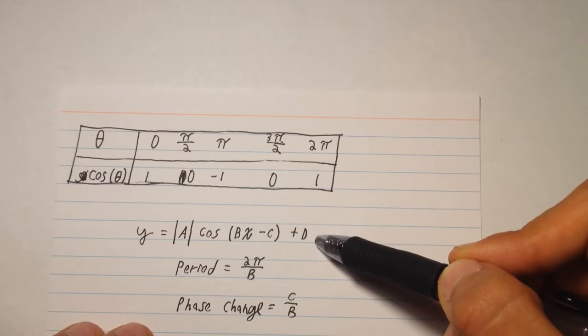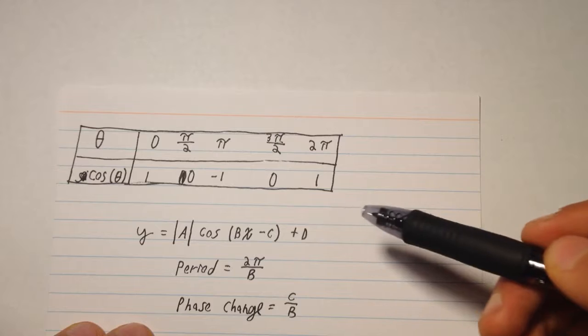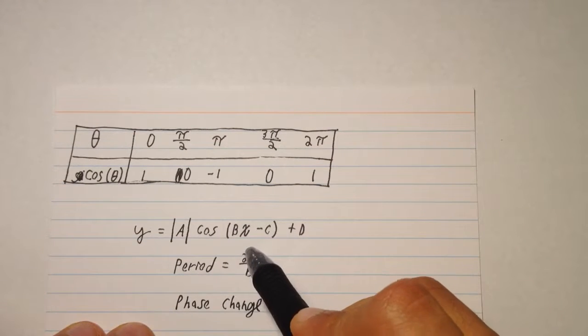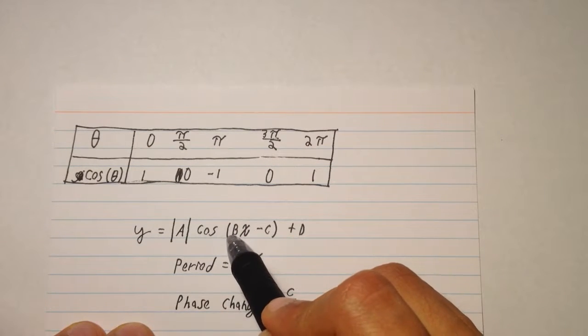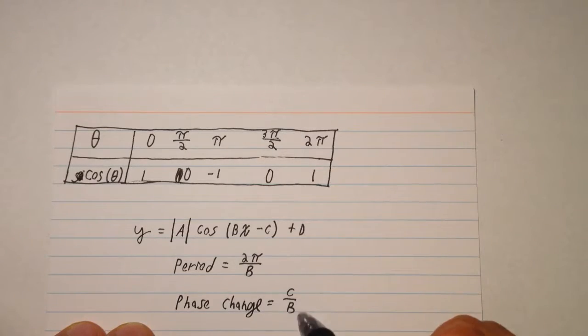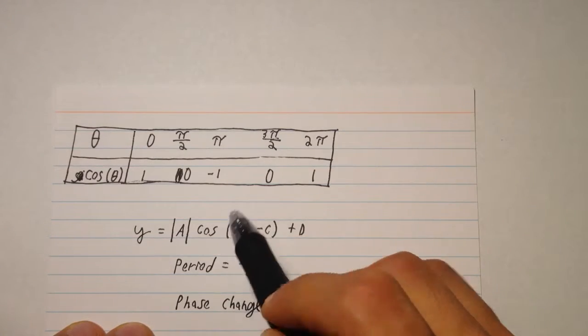This is the general structure of a trig function, but the main takeaway is that the period is 2 pi over b, where this right here is b, and the phase change is c over b, c and b. This will all make sense once we do the first example.